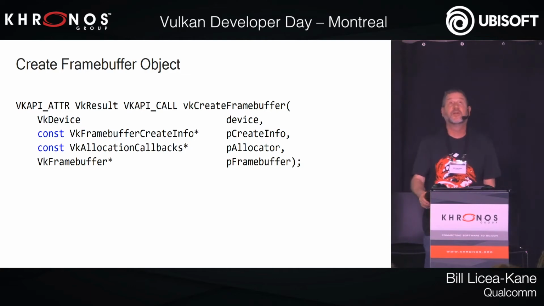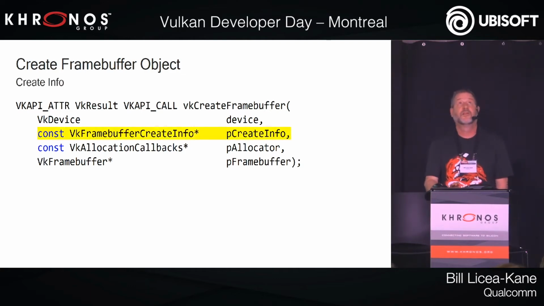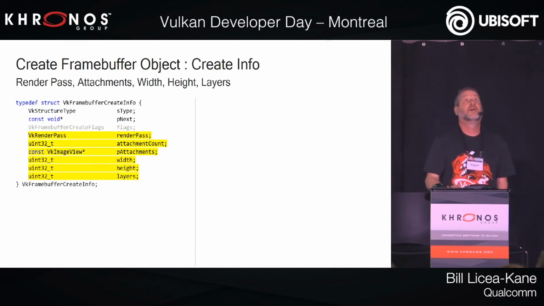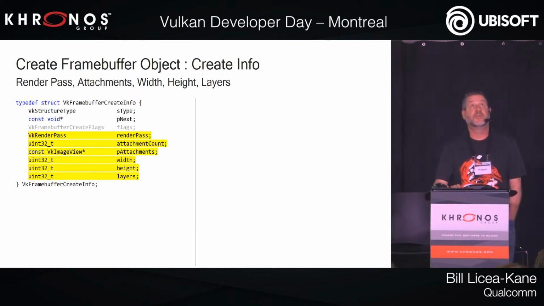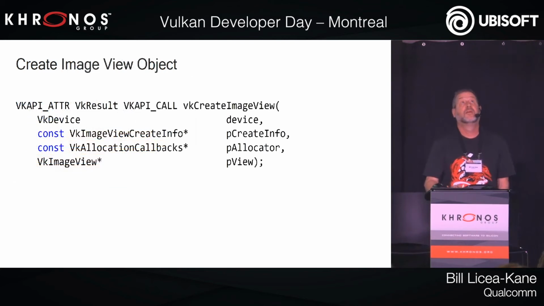So going a little bit more quickly, we're going to create the framebuffer, give you the create info. You're going to pass in the render pass that we just created before. You're going to tell me how many attachments are going to be in the framebuffer, and the width, height, and layers. So all these things are attachments that are image views. So here's creating the image views.